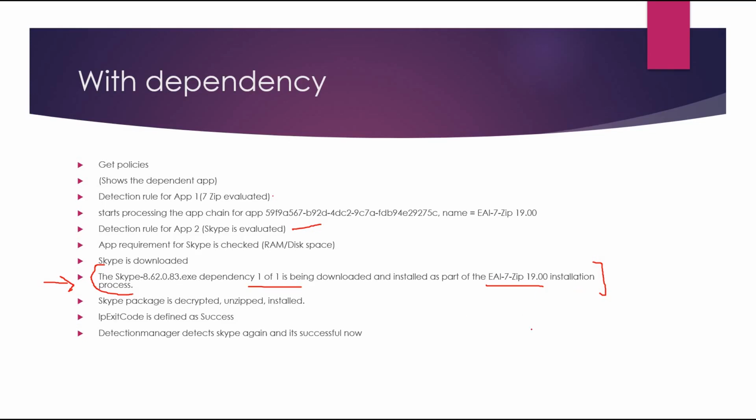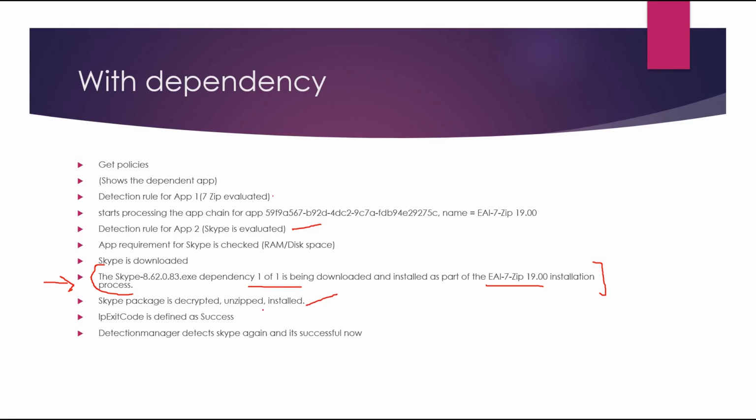So in this case, what we see is there is another line that comes up in the logs wherein the IME identifies that Skype dependency has been identified. It is dependency 1 of 1. If there are 5 other dependencies, then it will process each of those dependent apps, like 1 of 5, 2 of 5, 3 of 5, and so on and so forth. And then Skype app gets decrypted, unzipped, installed.